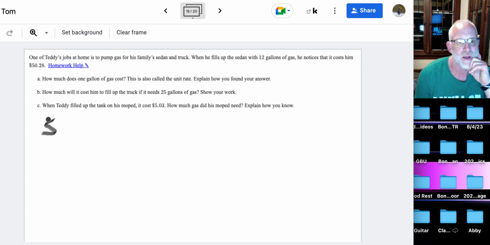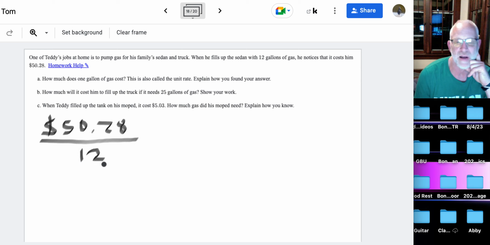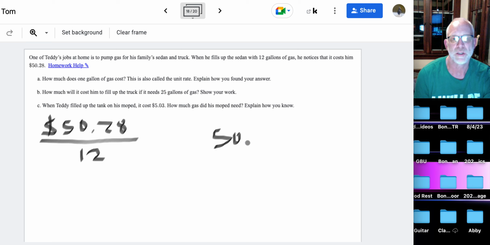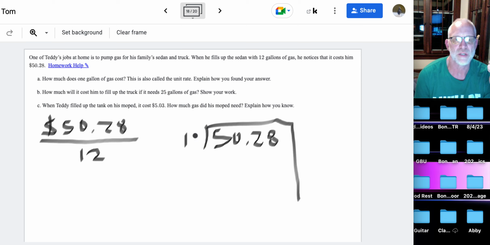I said, well, it costs $50.28 for 12 gallons. And then I said, well, if I divide that out, we'd get 1 gallon, right? So I went 50.28 divided by 12. And I said, okay, 12 goes into 50 4 times. There's my decimal. That's 48.